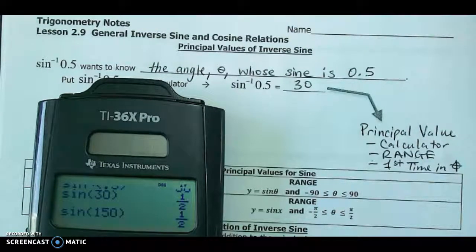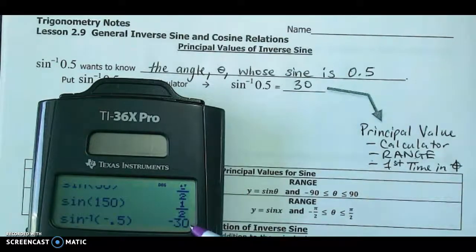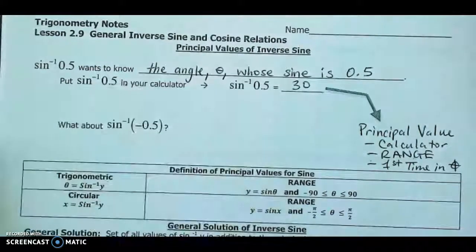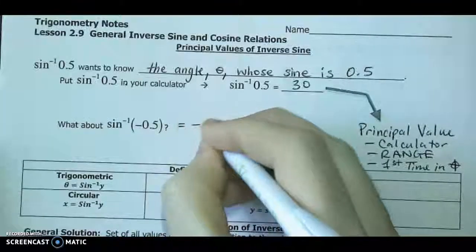What if we do negative 1/2? So negative 1/2, I get negative 30. So again, that falls within the range. It's between negative 90 and positive 90. So that is what we're getting here.